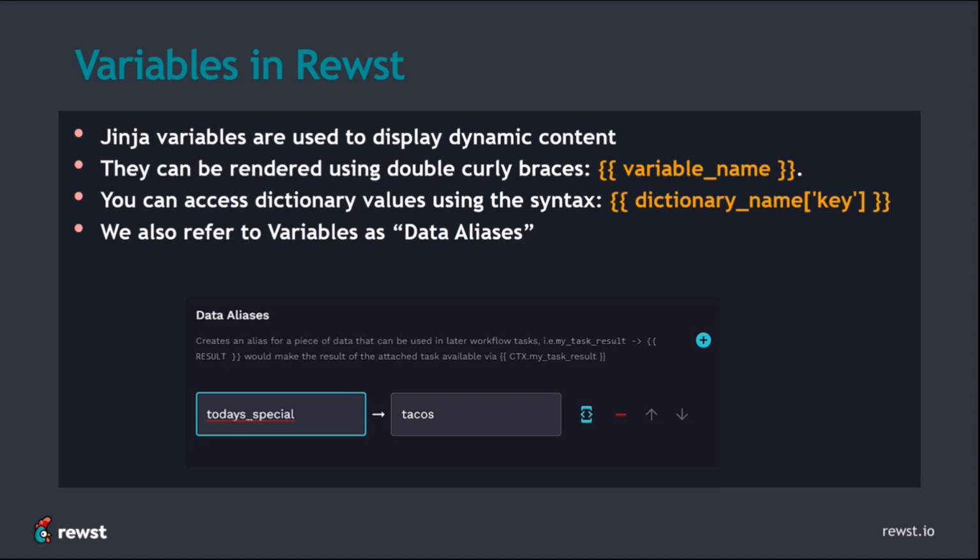So if I were to set a data alias in a task, in this case called today's special, I would refer back to that as ctx.today's special in a future step.